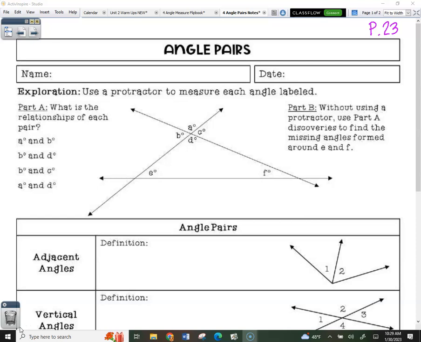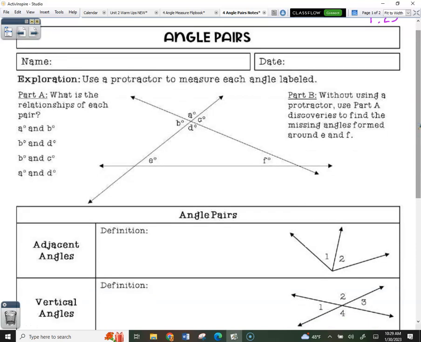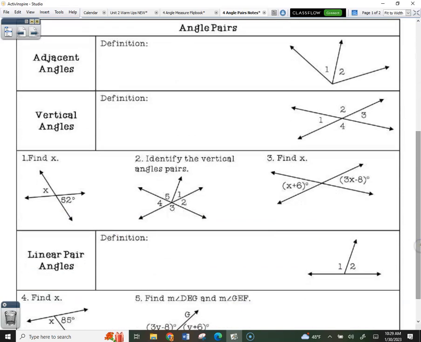There we go. Angle pairs. We are going to skip the entire top portion because it says use a protractor to measure. We will come back to it and just talk about what vocab words the angles are, but we're not measuring the top part. This paper has a lot of really important vocab words that are going to come up over and over and over this semester.